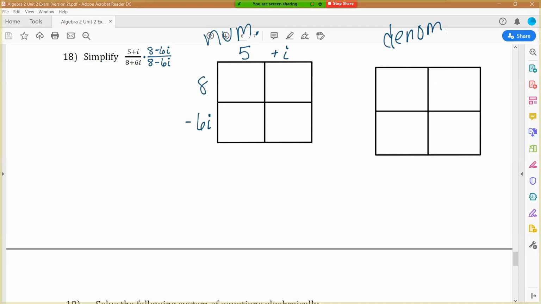Multiply corresponding boxes. So the top left box, I'm going to multiply 8 times 5. Top right box, i times 8, which is 8i. 5 times negative 6i for the bottom left box, and then the bottom right box is my tricky box. I'm going to take negative 6i times i, which is negative 6i squared. We want to replace that i squared with negative 1, so negative 1 times negative 6 is positive 6.